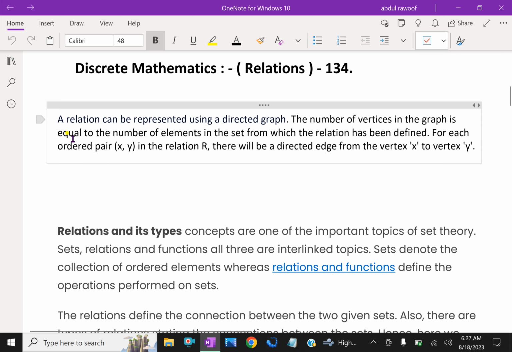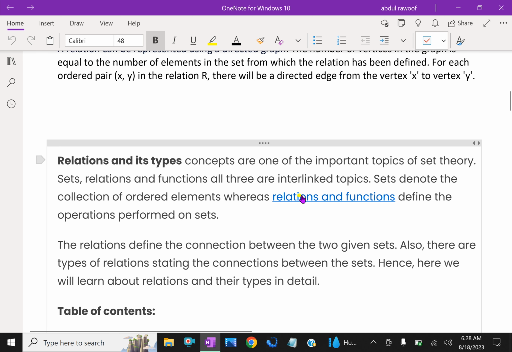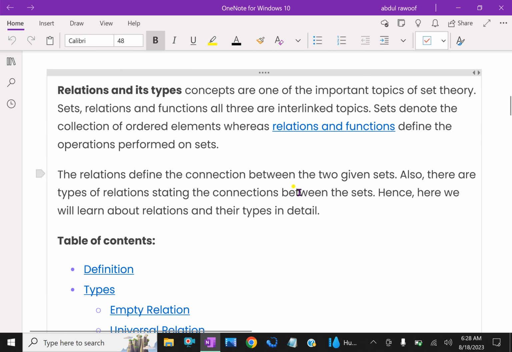Now we'll talk about relations. A relation can be represented using a directed graph. The number of vertices in the graph is equal to the number of elements in the set from which the relation has been defined. For each ordered pair (x, y) in the relation R, there will be a directed edge from vertex x to vertex y. Now, there are many types of relations. Some types we can discuss here.